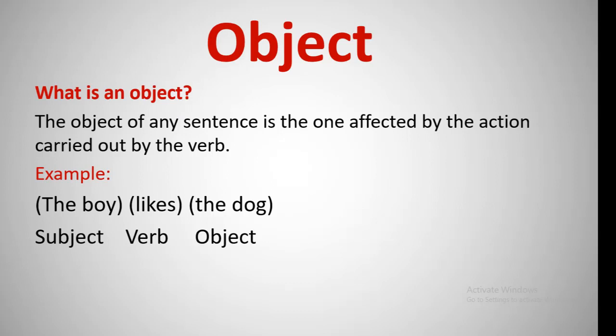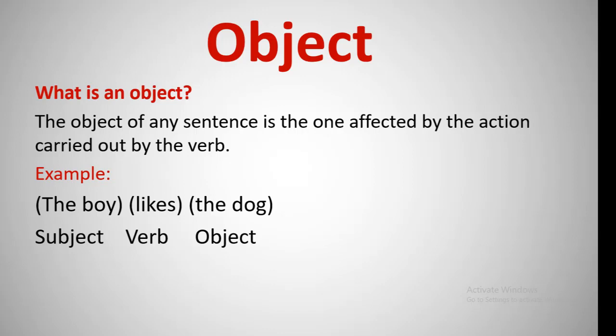Now we're talking about the object, so we should also know what an object is, isn't it? Before we go into the depth of transitives and intransitives, or move further in the lesson, let us first see what an object is. You must have learned about it. The object of any sentence is the one affected by the action carried out by the verb. It is very simple: such a word in a sentence which gets affected by the action word, the verb, is called an object of that sentence.